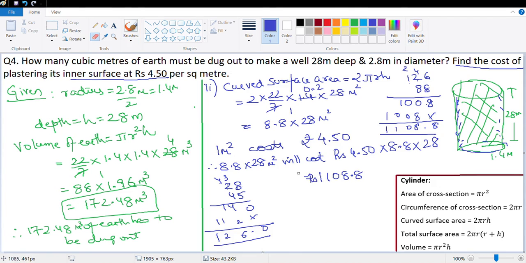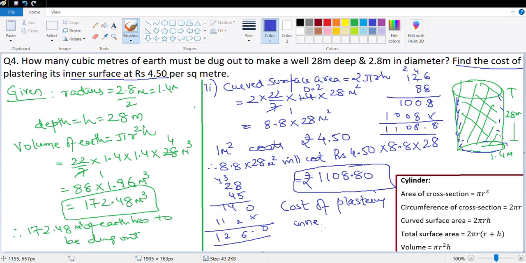Yes, my answer is correct, but you will not get full marks if you write it like this. The reason being that money, rupee, is always quoted with 2 decimal places, which means your answer should be rupees 1108.80. So that's our final answer. Cost of plastering inner surface will be rupees 1108.80. Perfect.